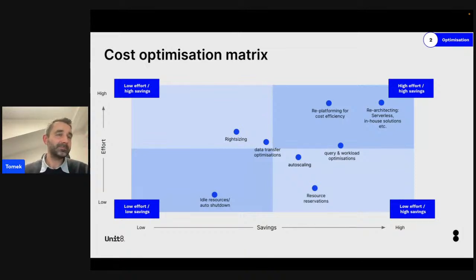This is just some sort of view that allows you to put the savings and the effort on the scale, so you can see what's quick and easy, like removing idle resources and shutting things down. That's a low effort, and it can save money. But really large savings often come from those high effort things like replatforming or re-architecting. So something to consume offline.